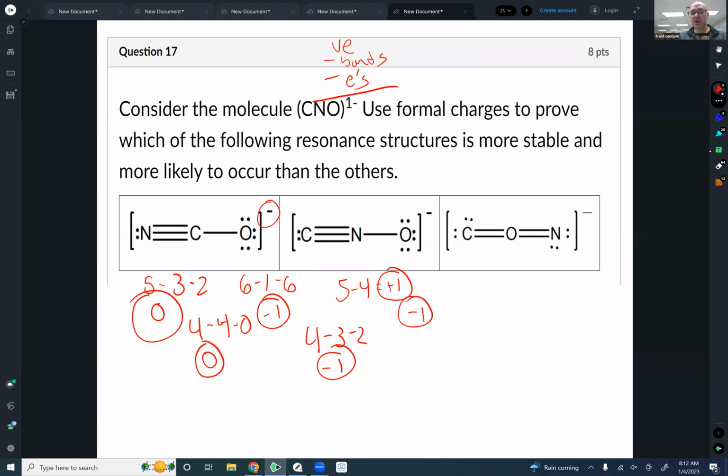All right, now let's do carbon. 4 minus 2 bonds minus 4, that's equal to a -2. The oxygen in the middle is 6 minus 4, that's a +2. And then the nitrogen is 5 minus 2 minus 4, and that is equal to a -1.